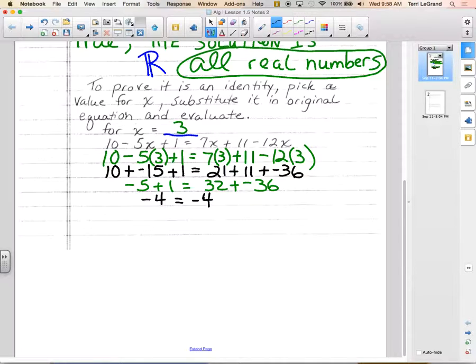Okay, somebody else. Give me another one. What'd you use, Cameron? 4. Anybody use 4 like Cameron did? What'd you get, Cameron, when you tried 4? 28 equals 28. Okay, well that's true, isn't it? So 4 is a solution. What'd you use, Brendan? You used 4? Okay, did you get the same thing Cameron did? Did you get 28 equals 28? One of you should. You both should get the same thing.